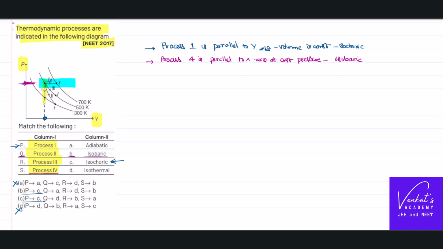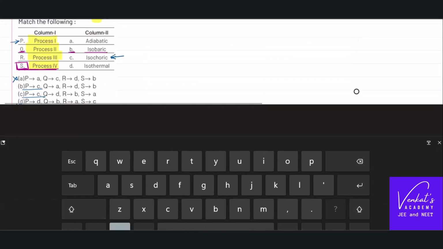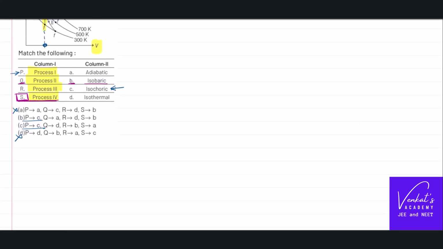No. See, process 4 is not Q. Process 4 is S. Look at here. S is process 4, where the pressure is constant, isobaric. So S shall be linked with isobaric B.